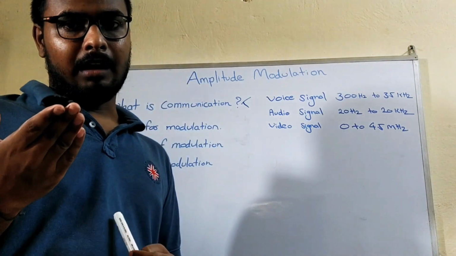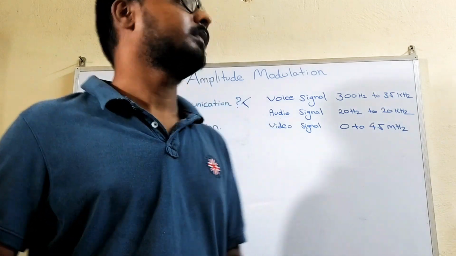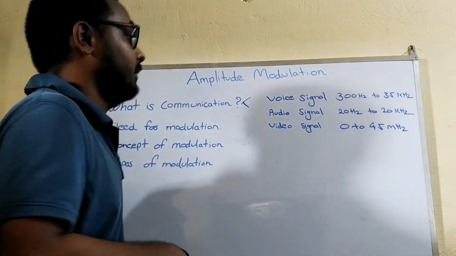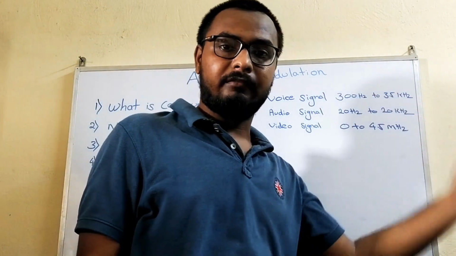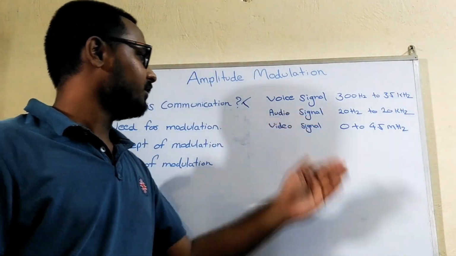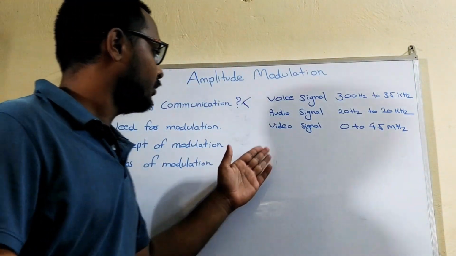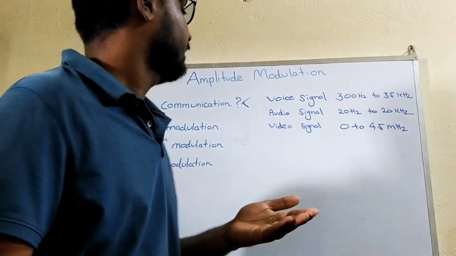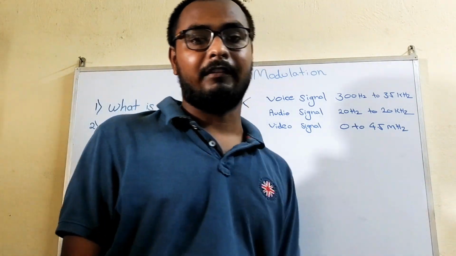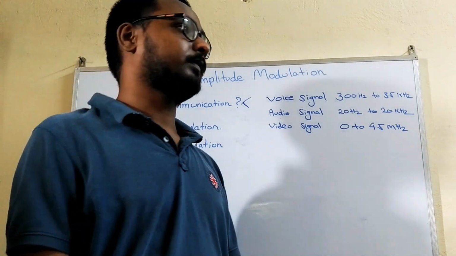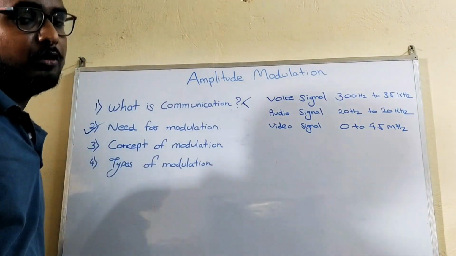For communicating our message, we need a message signal. There are three types of message signal. First is the voice signal, which is in the range of 300 Hz to 3.5 kHz. Audio signal, range 20 Hz to 20 kHz. And another way to send our message is the video signal, which is in the range of 0 to 4.5 MHz.